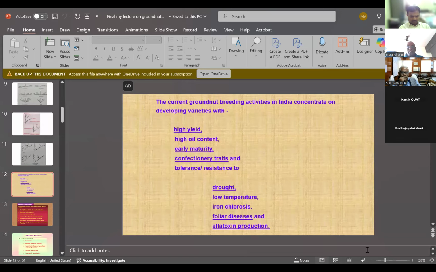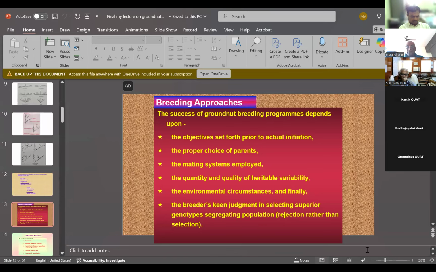So the current groundnut breeding activities are concentrated on high yield, high oil content, early maturity, value addition, and tolerance to biotic and abiotic stresses. The breeding approaches will be successful only if we first set the objective for which we are going to breed, and then cross.